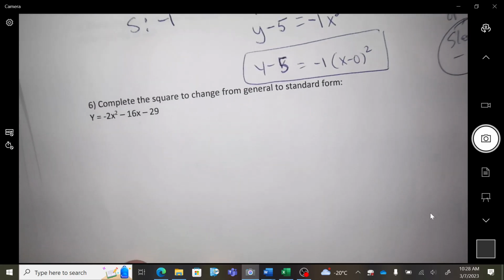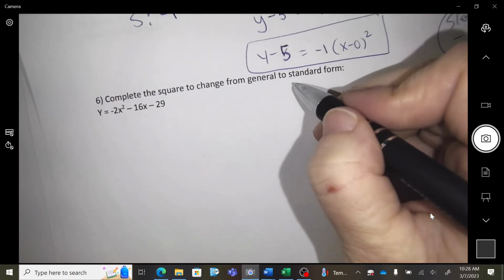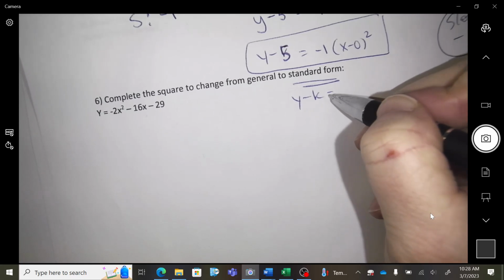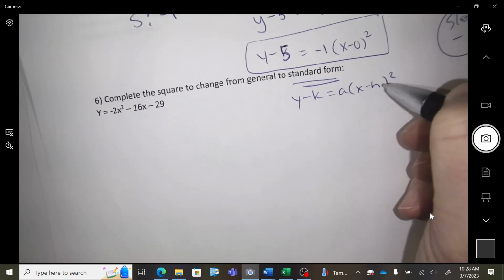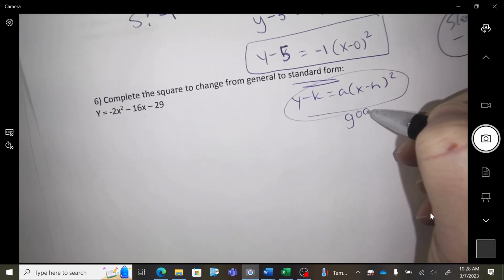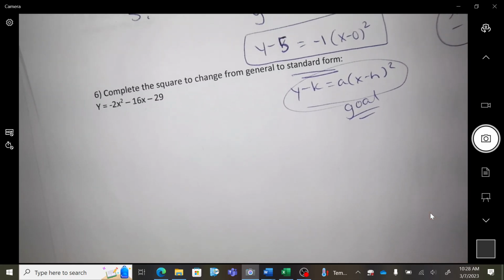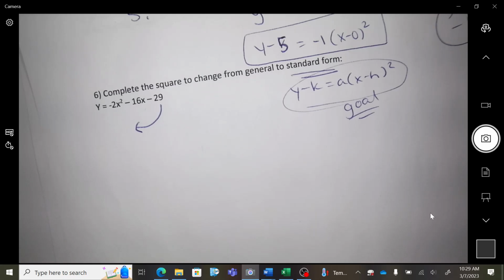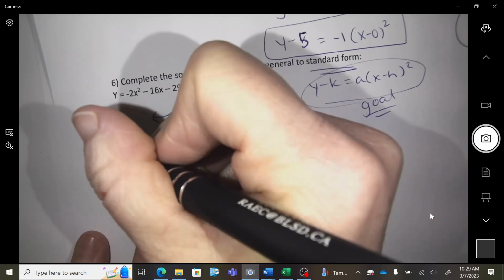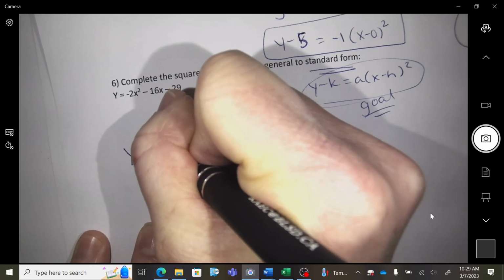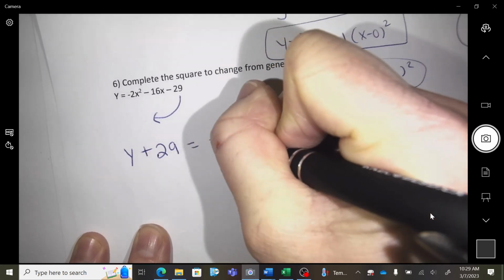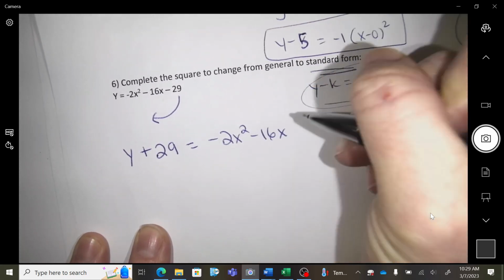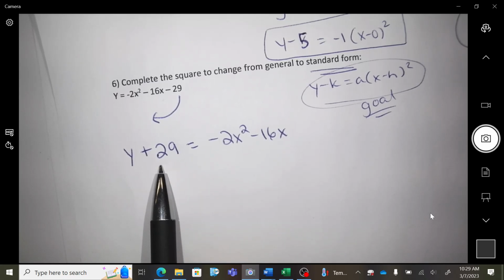Completing the square. So this is in general, and our goal is to make it look like that. This is our goal. We want it to look like that when we're done. Okay, step 1. Remove that number. So y plus 29. So get that number out of there.